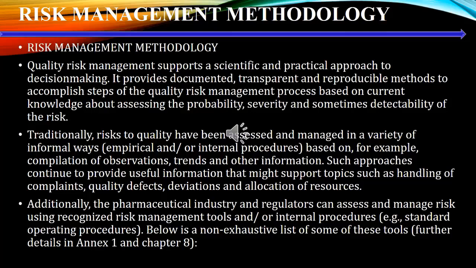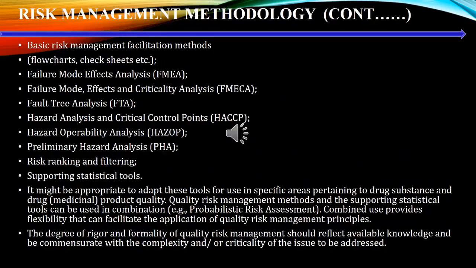Below is a non-exhaustive list of some of these tools, further details in Annex 1 and Chapter 8. Basic risk management facilitation methods: flowcharts, check sheets, etc. Failure mode effects analysis, FMEA. Failure mode, effects, and criticality analysis, FMECA. Fault tree analysis, FTA. Hazard analysis and critical control points, HACCP. Hazard operability analysis, HAZOP. Preliminary hazard analysis, PHA. Risk ranking and filtering. Supporting statistical tools.